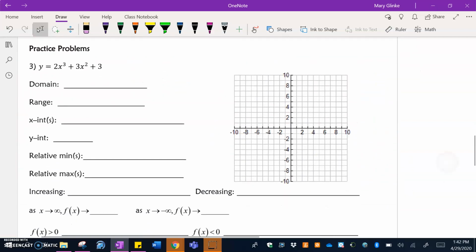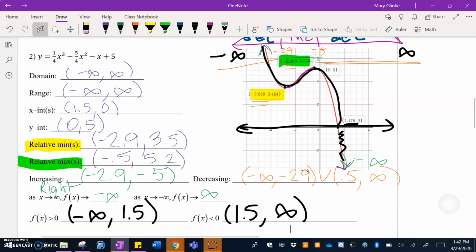Okay, let's go ahead and have you try some of the practice problems below. Hopefully this helps. Feel free to graph everything on Desmos.com and then copy that graph in and then analyze your graph based off of that.